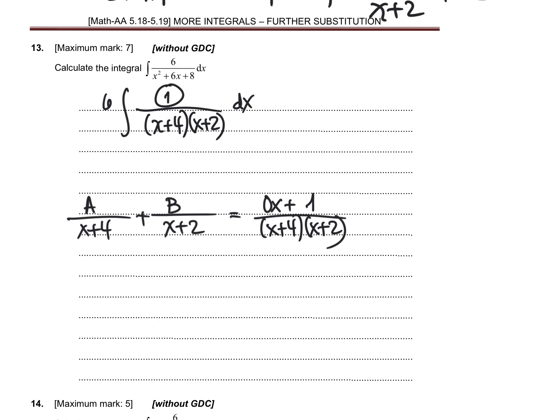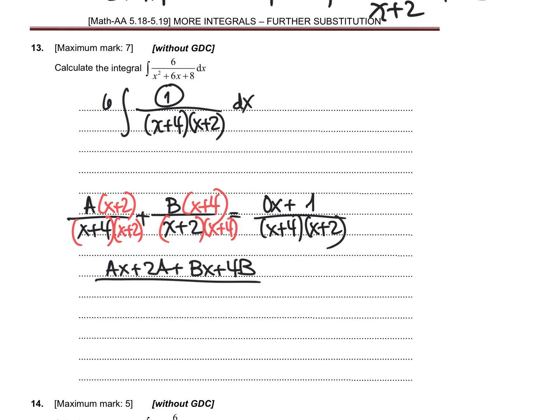You can totally do the cover-up method here, which I'll review, but sometimes they make you show it, so we should practice that as well. A over x plus 4 and B over x plus 2. So separate them, make the same denominator, so you're going to have ax plus 2a plus bx plus 4b over (x plus 4)(x plus 2), and this needs to be equal to 0x plus 1 over (x plus 4)(x plus 2).